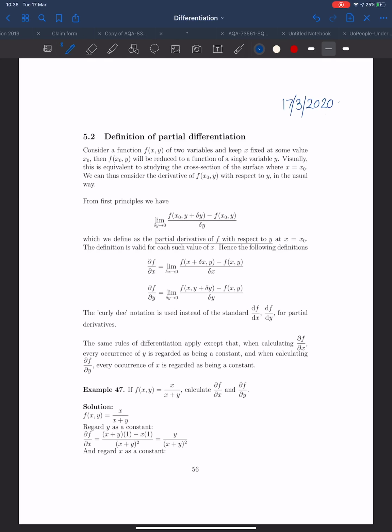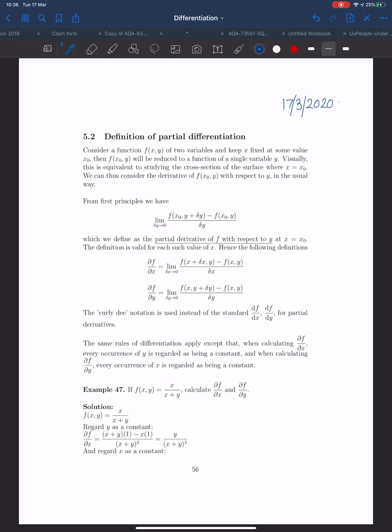Okay, so today I was going to do partial differentiation. And this is the definition of partial differentiation. Consider a function f(x, y) of two variables, x and y, and keep x fixed at some value, x naught. So x is a set number or value. Then f(x naught, y) is reduced to a single function of a single variable y.